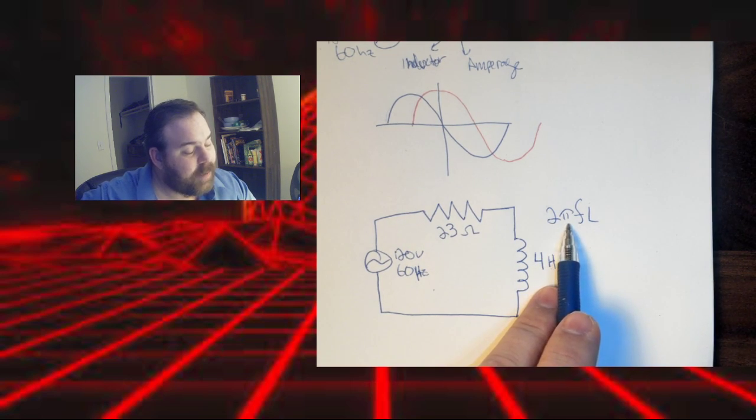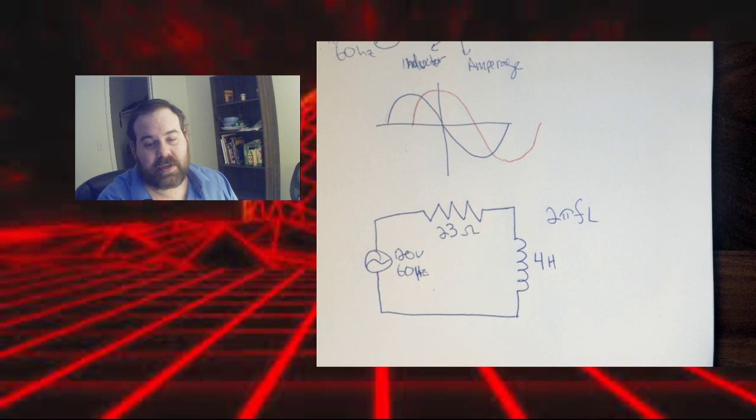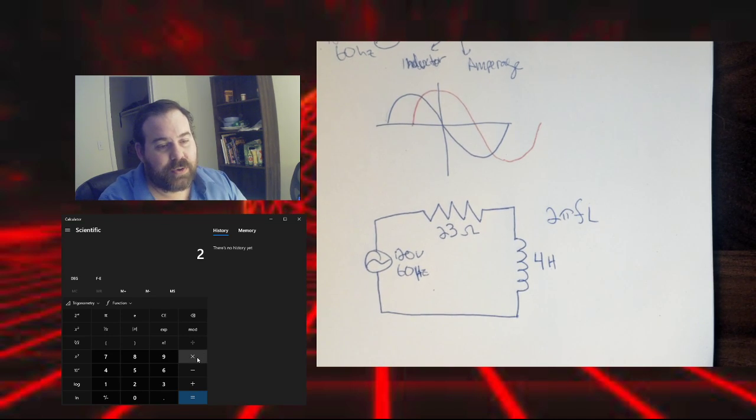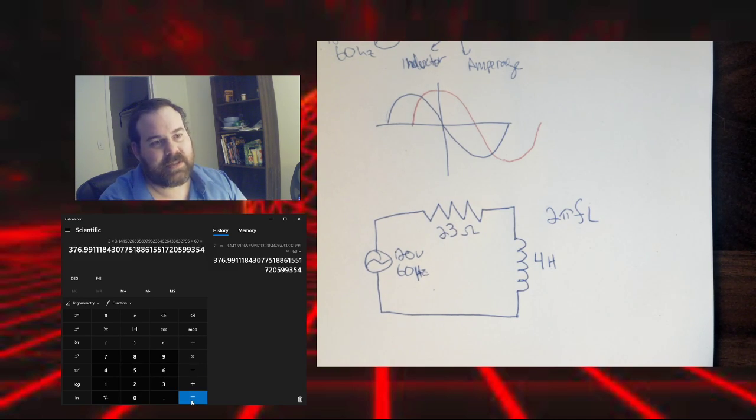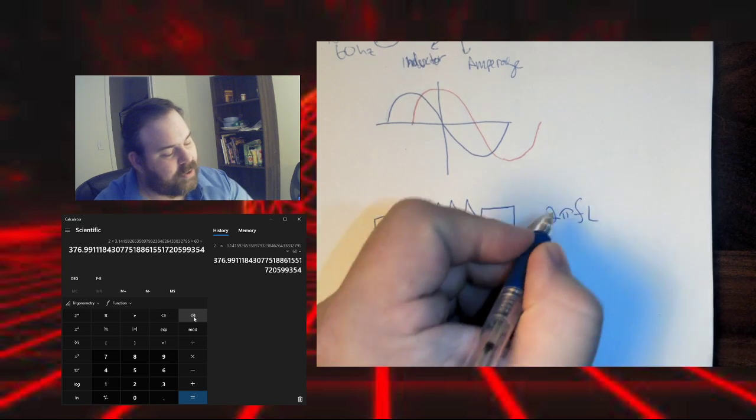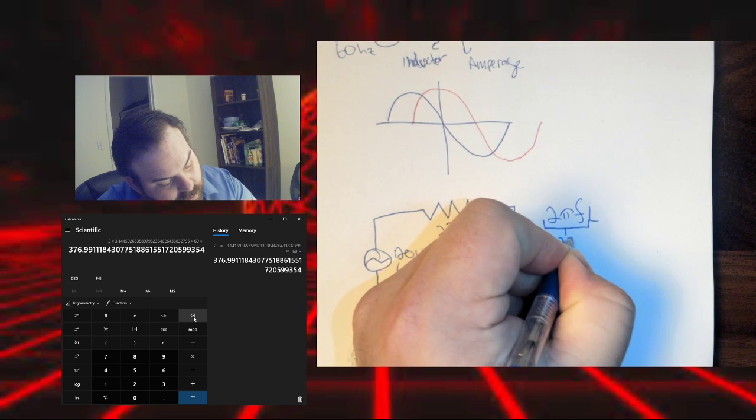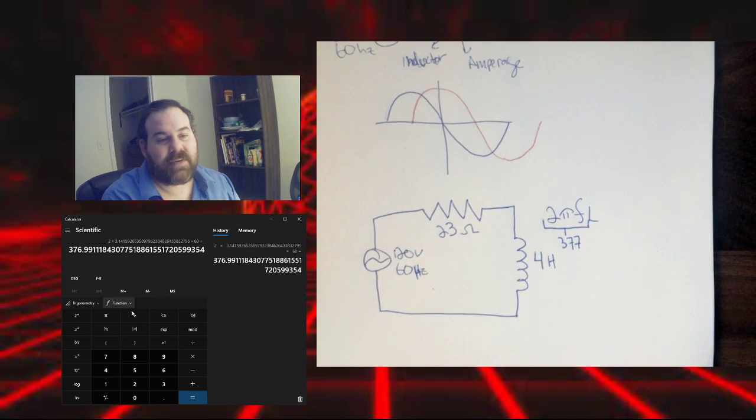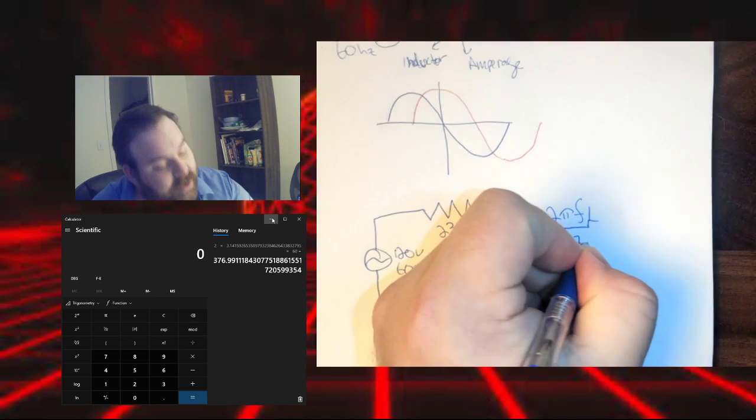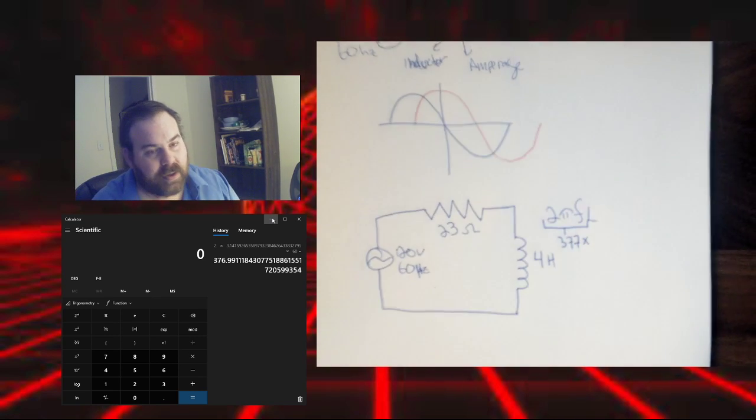Now, 2 times pi times F. I'm going to show you this real quick because this makes it a lot easier. 2 times pi times 60, which it'll almost always be 60, is 376.99. I always just round that up and go to 377, because it's so close. And then that way you can times that by whatever the henries is.